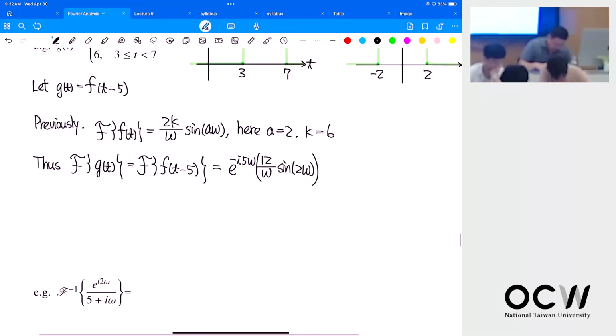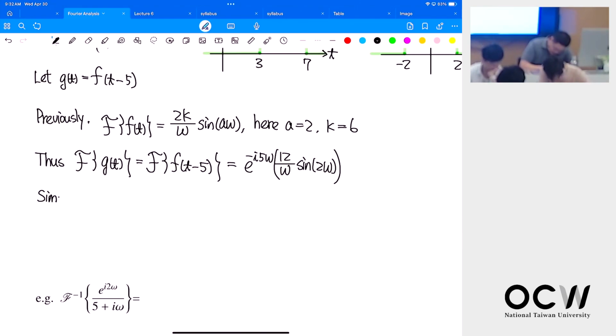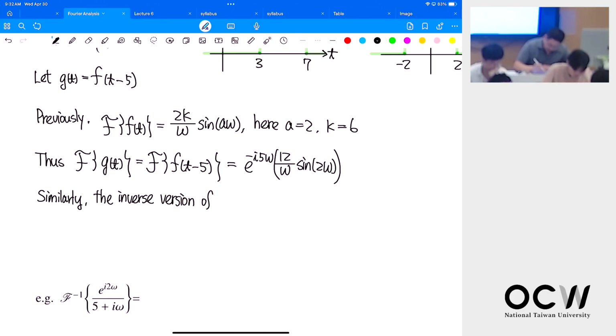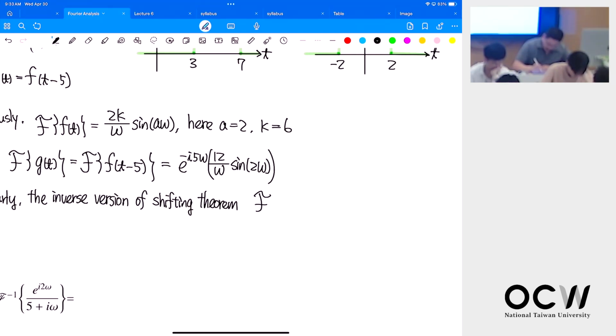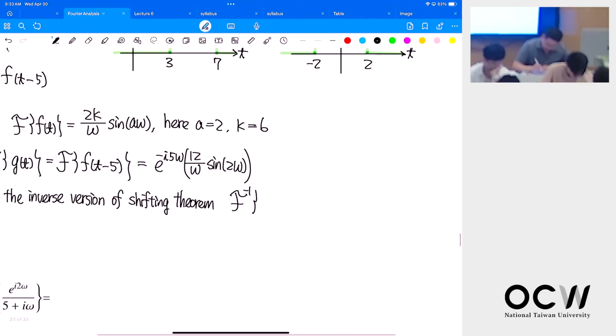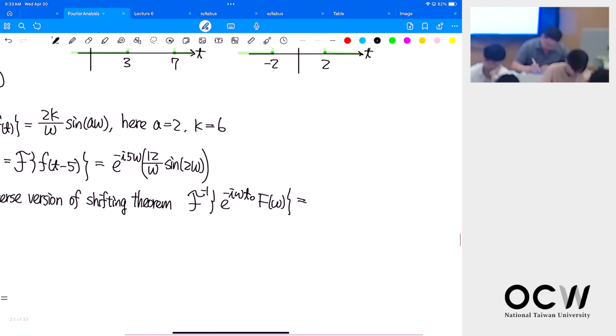So similarly, the inverse version of the shifting theorem: if in the frequency domain I just change the phase, that means in the time domain I have a time shift.